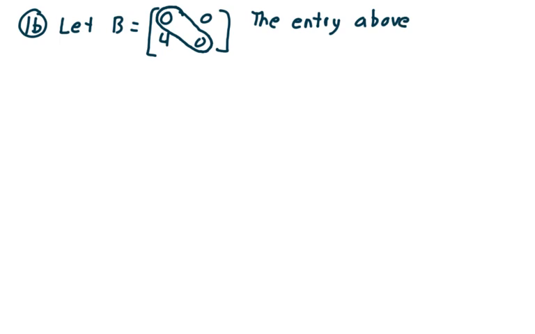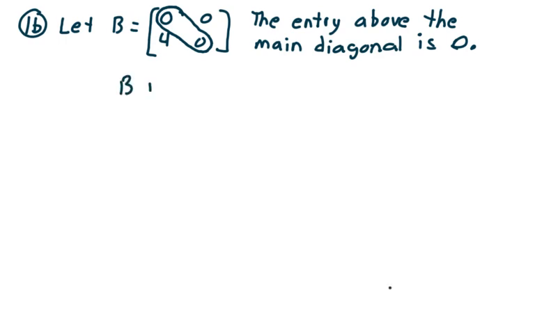Above the main diagonal is 0. And so since that entry above the main diagonal is 0, this says B is a lower triangular matrix.